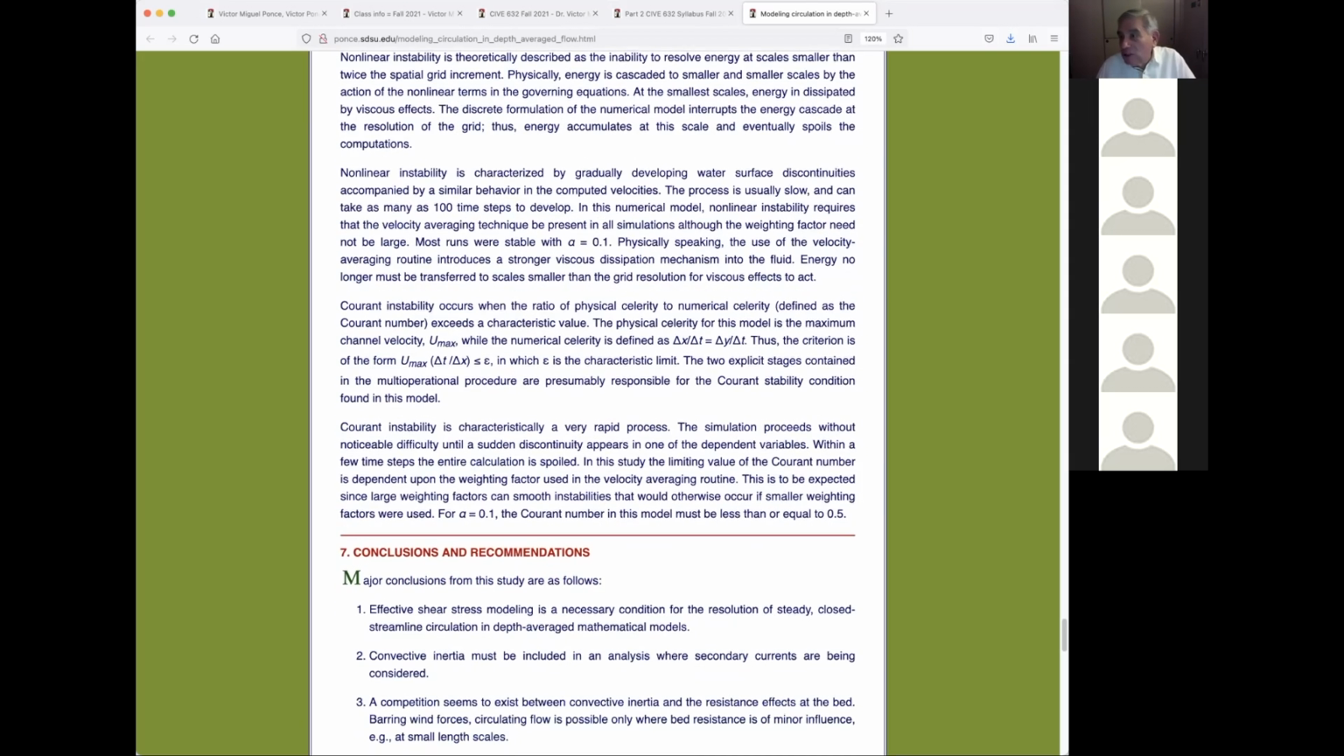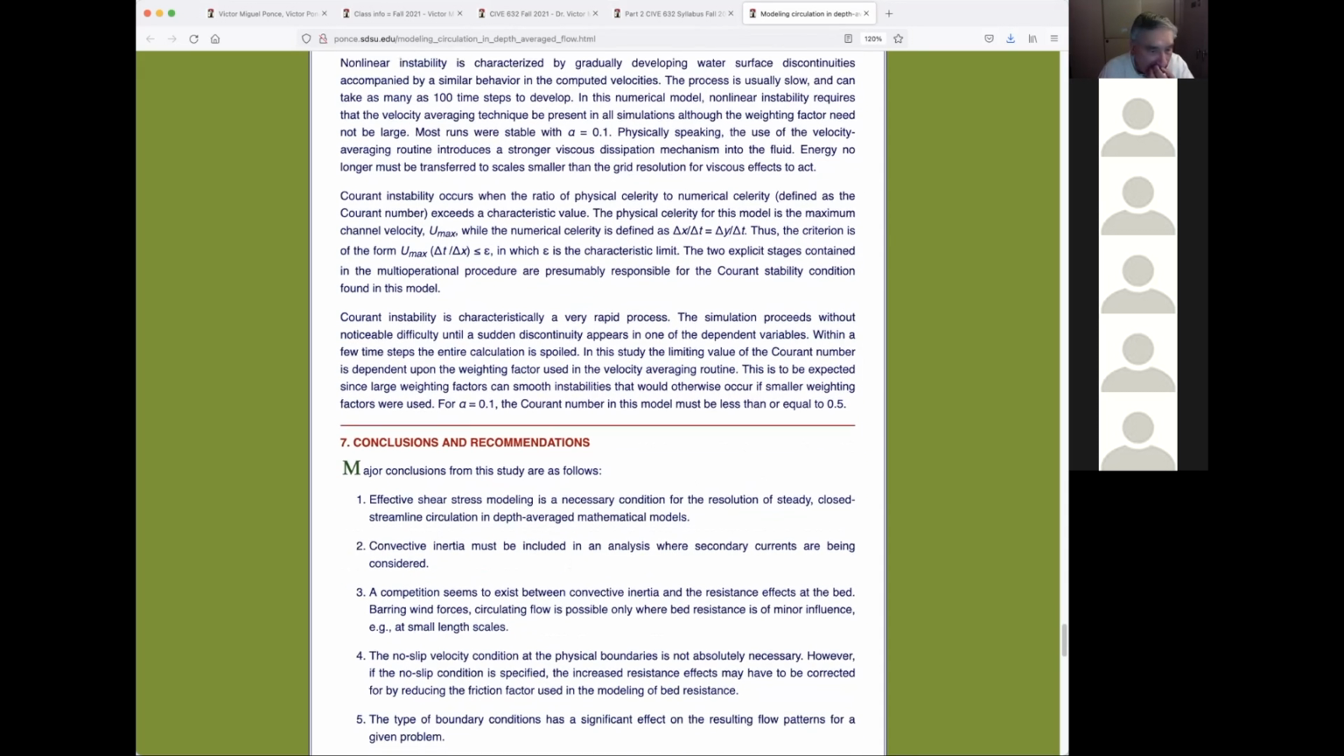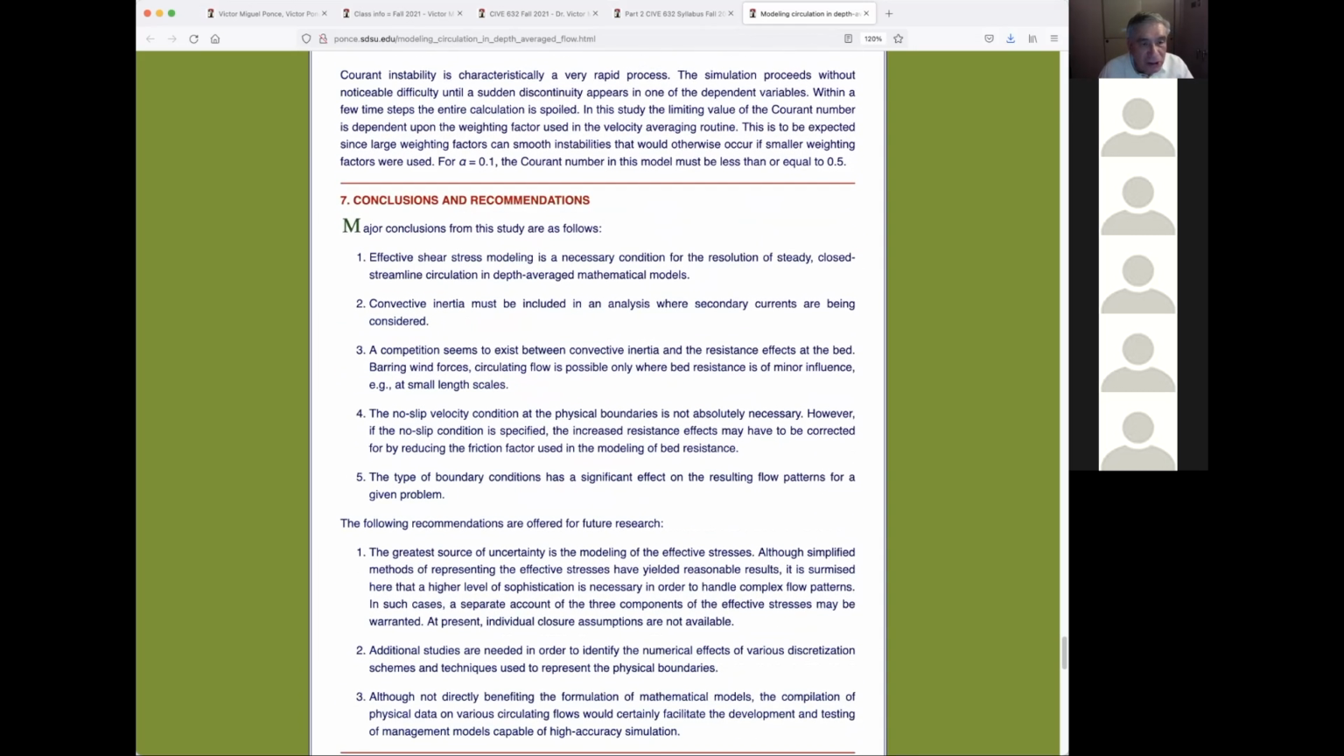Nevertheless, we need to control the instabilities because an unstable model is of little, actually, it's no use. You're not going to do anything with an unstable model. So you've got to control the model. Conclusions. Major conclusions are: effective shear stress modeling is a necessary condition. So we have to model the effective shear. Now, we can model with a surrogate, but we still model it.